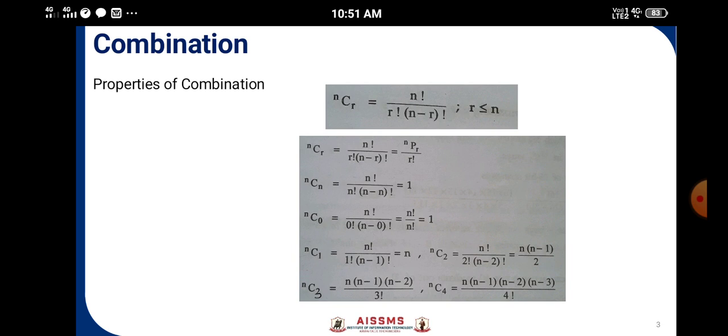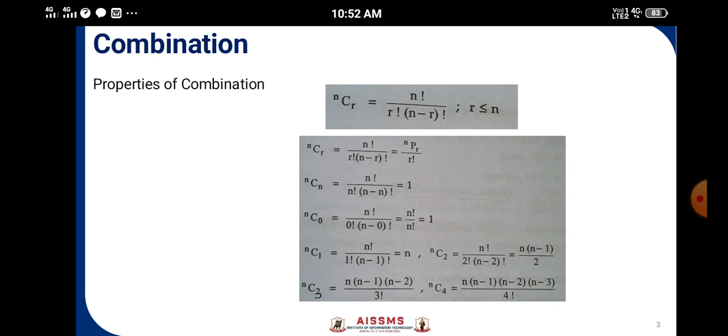Properties of combination. nCr equal to n factorial upon r factorial in the bracket n minus r factorial. nCn equal to n factorial upon n factorial in the bracket n minus n factorial equal to 1. nC0 is equal to n factorial upon 0 factorial in the bracket n minus 0 factorial, that is n factorial upon n factorial, which is 1. nC1 is equal to n factorial upon 1 factorial n minus 1 factorial, which is equal to n.